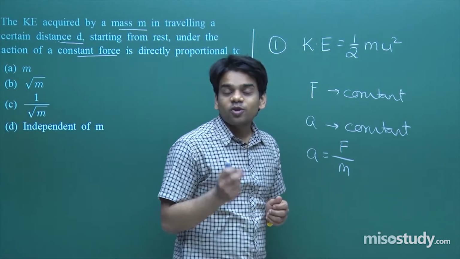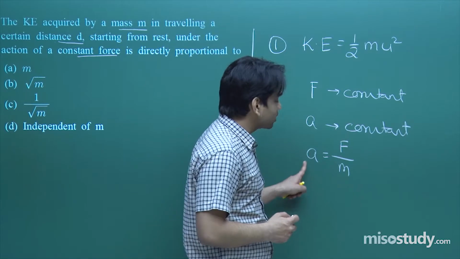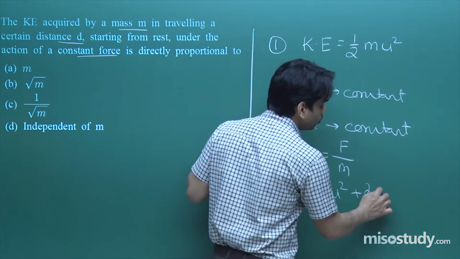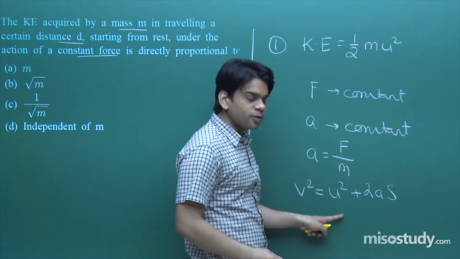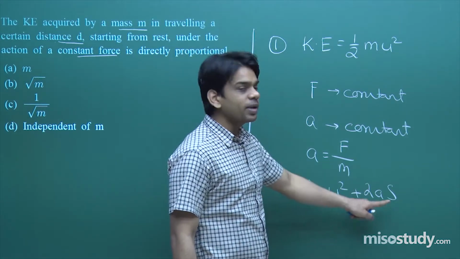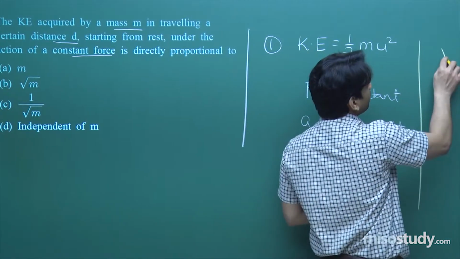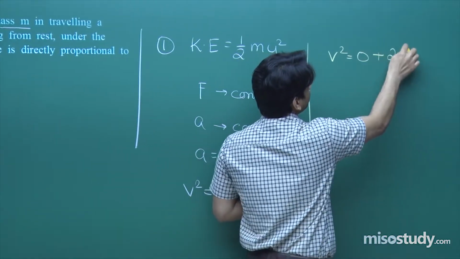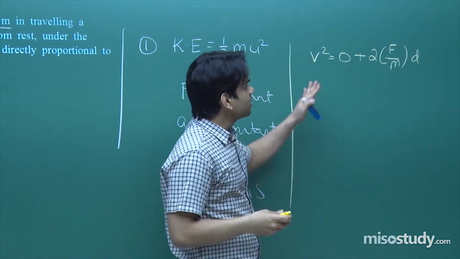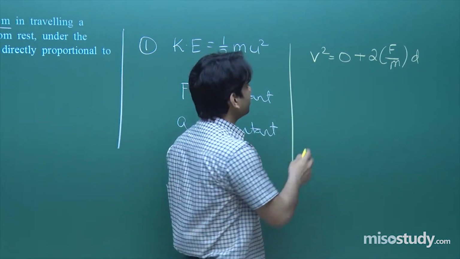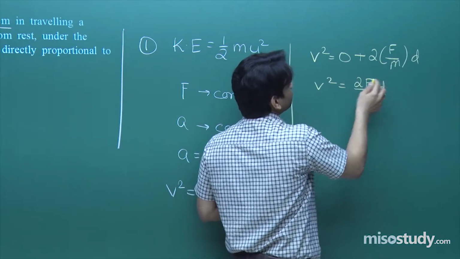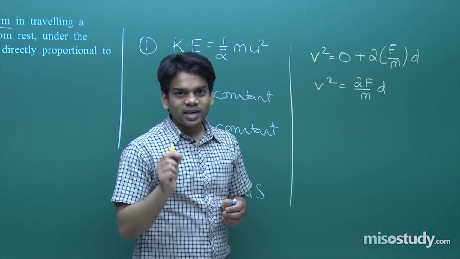Now if a body starts from rest and reaches a certain velocity due to the action of constant acceleration, we can use v square is equal to u square plus 2as. We can straightaway use this. If I put the value of u as 0, a as F by m, s as d, we will have v square is equal to 0 plus 2 F by m into d. I hope we are clear with this. So v square turns out to be 2F by m into d. I believe that's clear to everyone.